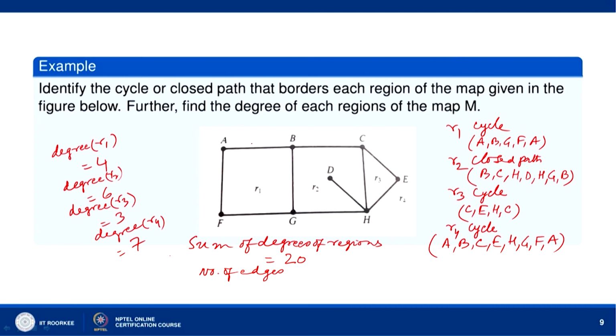So, 1, 2, 3, 4, 5, 6, 7, 8, 9, 10. So, the number of edges is 10. So, the sum of degrees of the regions of this map is equal to twice the number of edges.